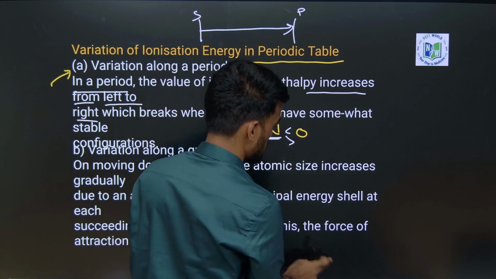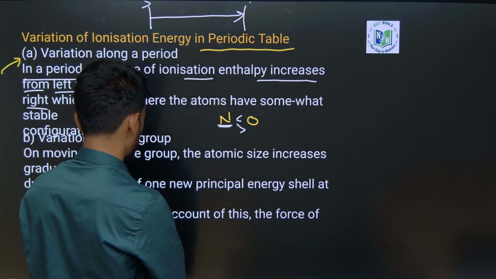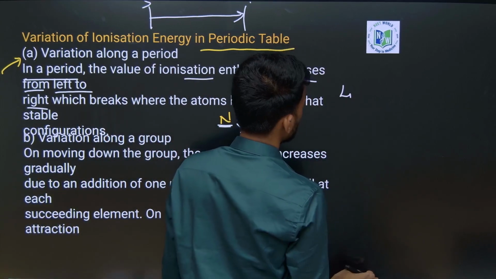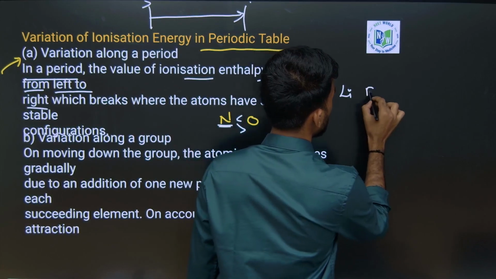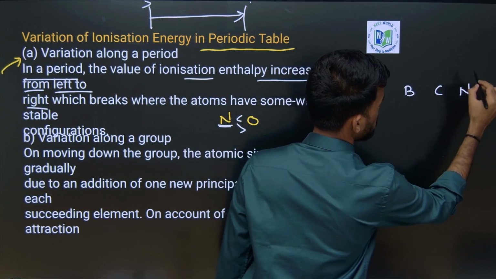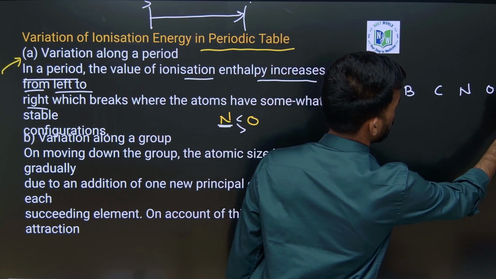So let us write the elements of the second period. What are the elements we have? Lithium, then beryllium, boron, carbon, nitrogen, oxygen and fluorine.